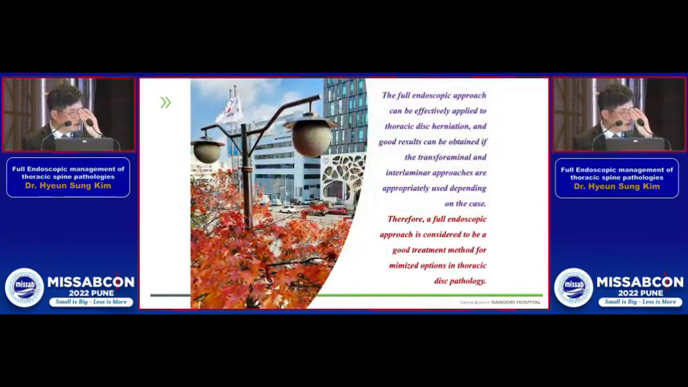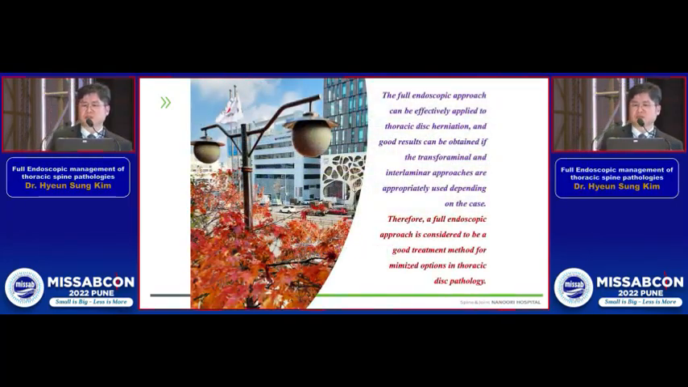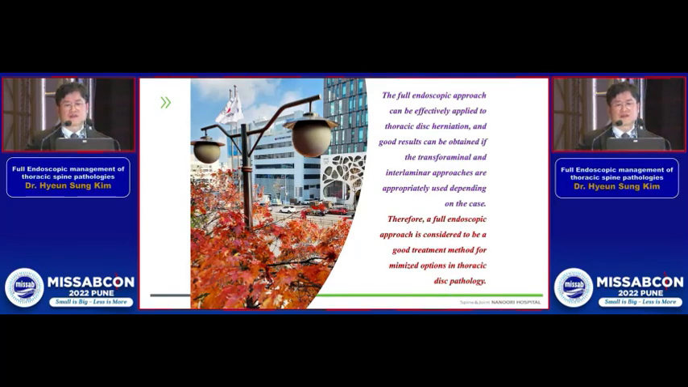In conclusion, the full endoscopic approach can be effectively applied to thoracic disc herniation, and good results can be obtained if the transforaminal and interlaminar approaches are appropriately used depending on the cases. Therefore, the full endoscopic approach is considered to be a good treatment method for minimization in thoracic disc pathology.